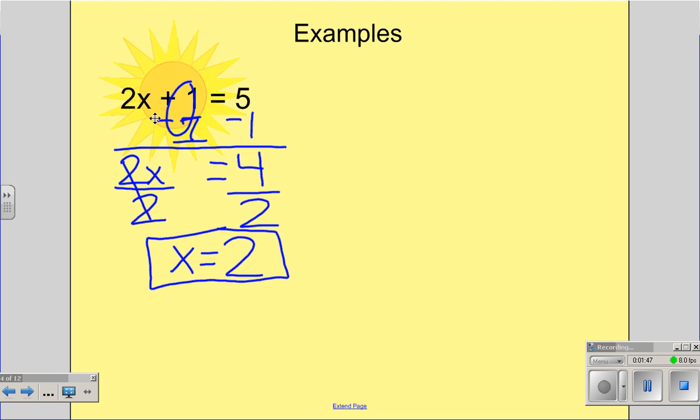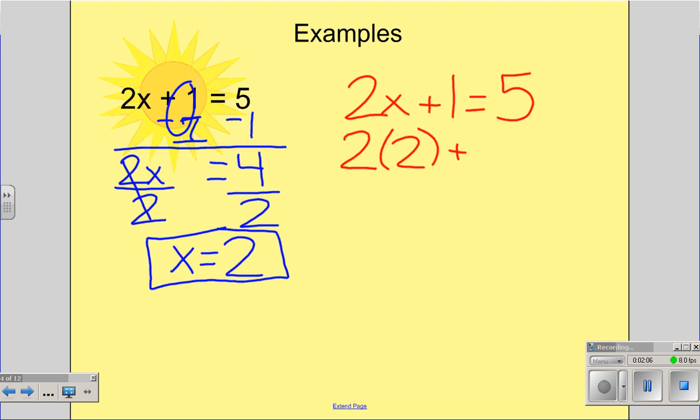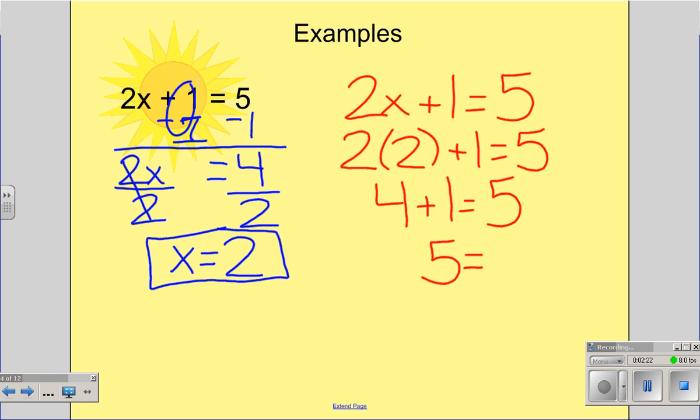To make sure that's correct, you're going to plug it back into the original equation of 2x plus 1 equals 5. We're going to plug in our answer, which was 2, to do 2 times 2 plus 1 equals 5. You have to use your order of operations, so make sure you multiply your 2 times 2 to get 4. Copy the rest of the problem as it is. 4 plus 1 is 5. 5 equals 5, so that means it's correct.